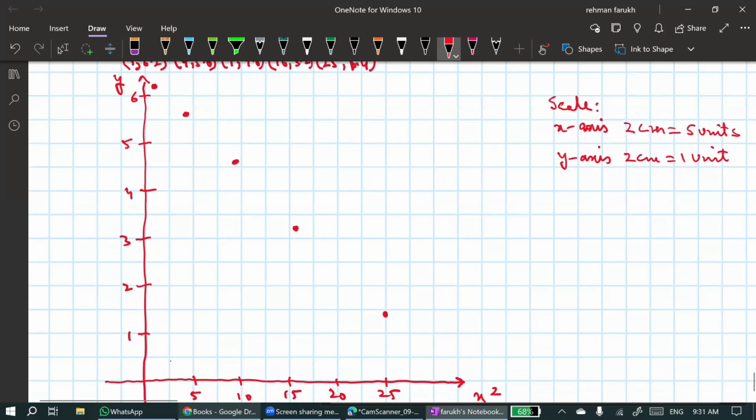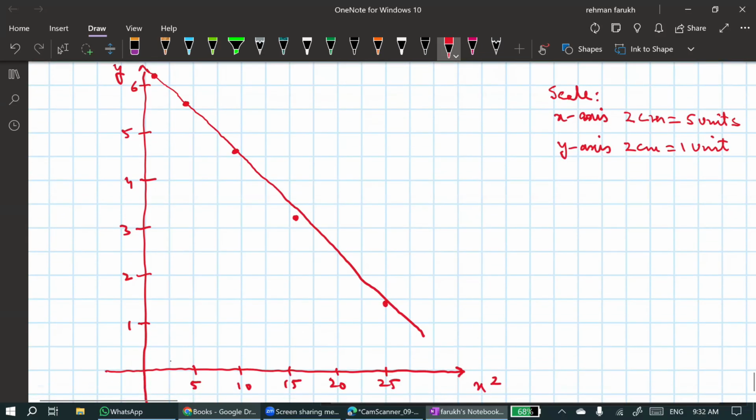Now, with the help of a ruler, we will draw a straight line which will pass through these points in such a way that all the points are close to this line. We will draw a line of best fit. In this case, the straight line is approximately passing through all the points except the point at 16, 3.2. Okay. Is there any confusion?